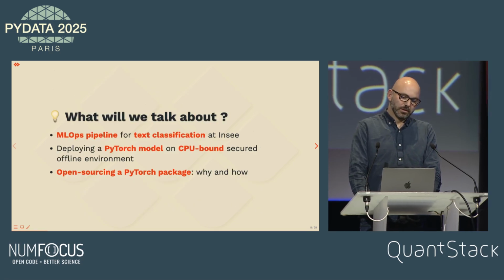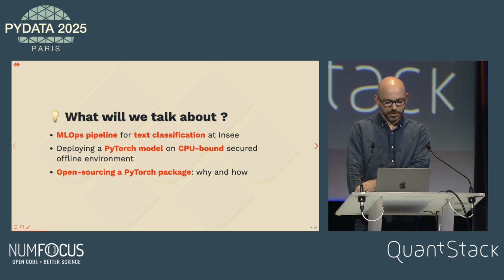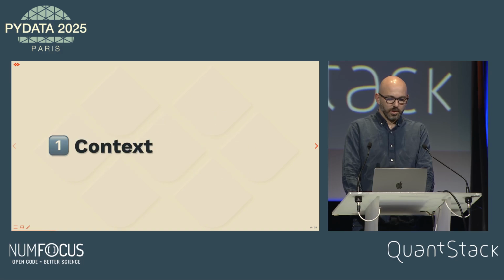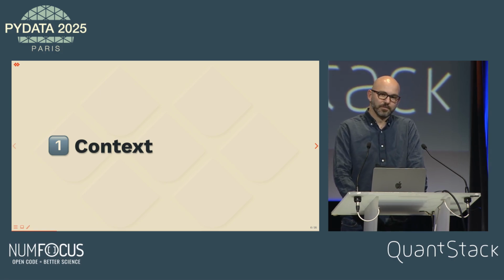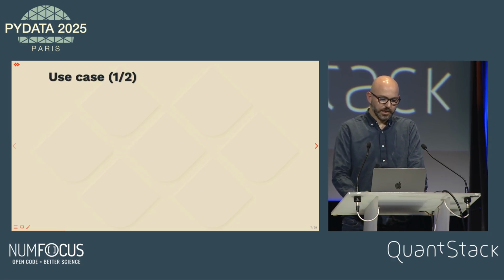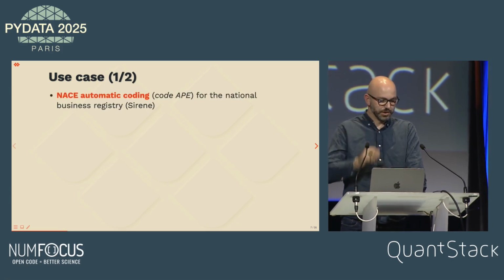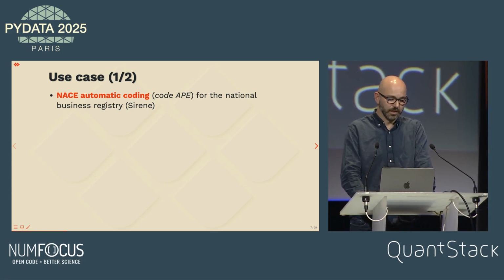We'll talk about the MLOps pipeline we put in place for text classification, why we developed a new PyTorch package, and how. For the context, as statisticians, we like to classify things into a big nomenclature. For our use case here, we use a business registry, the Siren, for those who know it.